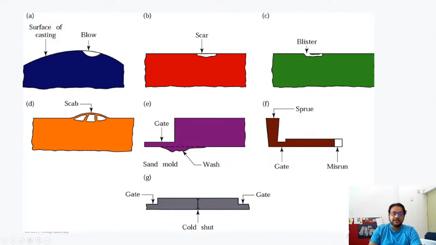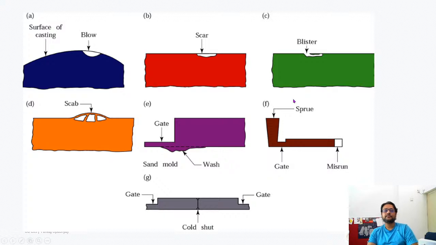Okay, and sometimes what happens is that once you pour the material, because of the turbulence of the molten material, some amount of sand is washed away. So you pour in the material, and this is the gate, this is the part where it needs to be filled up. This is the cavity. Because of the turbulence at this point where it is entering, the molten material washes away some of the sand, and this creates a wash, which creates a problem in the casting.